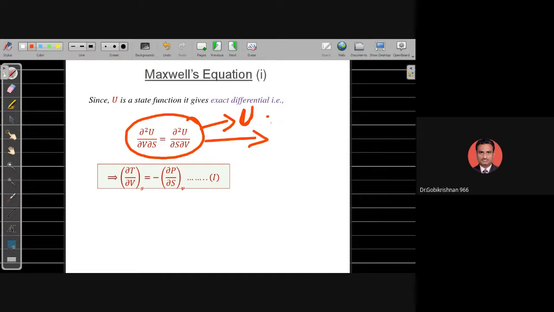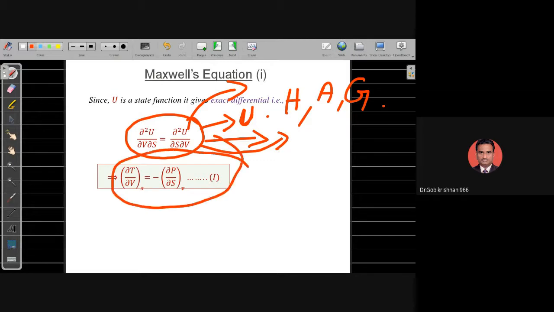What are the other state functions that we know? Apart from this, U is one of the energy properties. Other energy properties are H, A and G. Therefore, this condition is applicable for internal energy, enthalpy, Gibbs free energy, and Helmholtz free energy. By equating this, ultimately I got this expression: ∂T/∂V at constant S equal to something. See here, I got this expression.